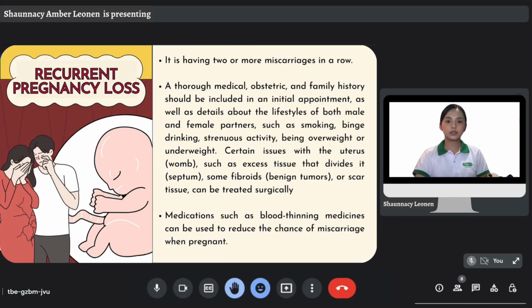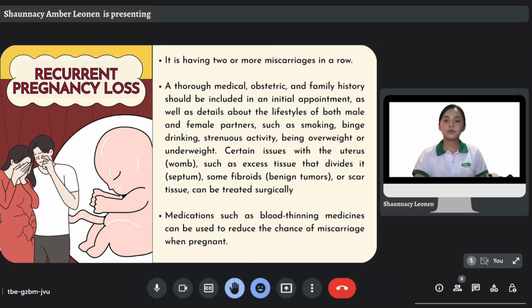Recurrent pregnancy loss. It is having 2 or more miscarriages in a row. After 3 repeated miscarriages, a thorough physical exam and testing are recommended. The management for this is that patients with RPL should ideally come to the clinic together as a pair. A thorough medical, obstetric, and family history should be included in an initial appointment, as well as details about the lifestyles of both male and female partners, such as smoking, binge drinking, strenuous activity, being overweight or underweight.